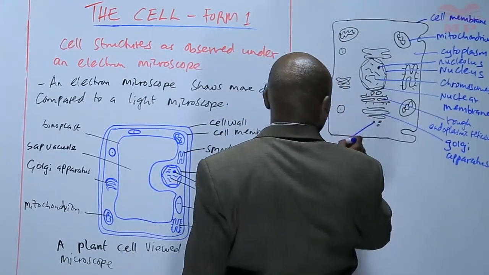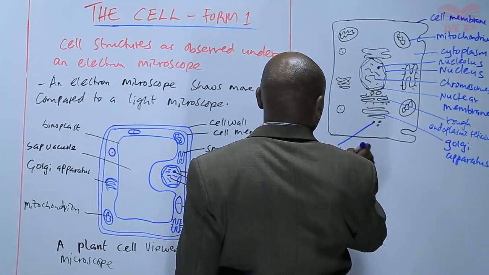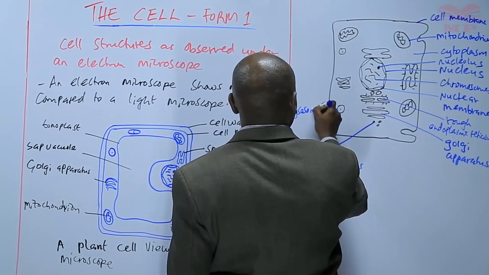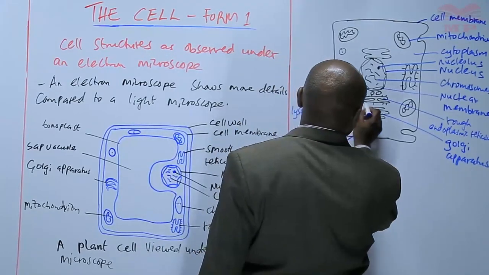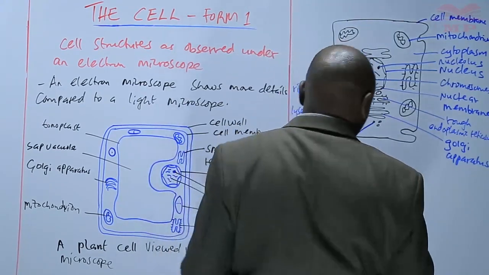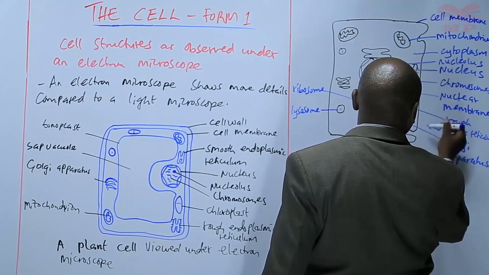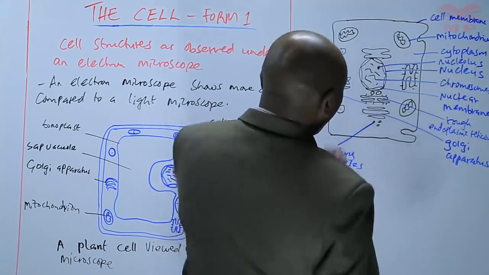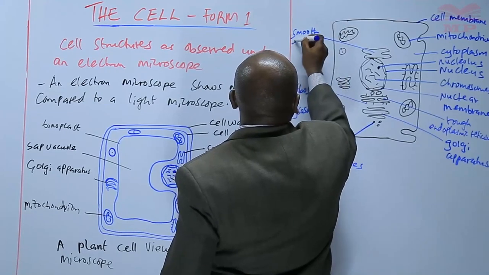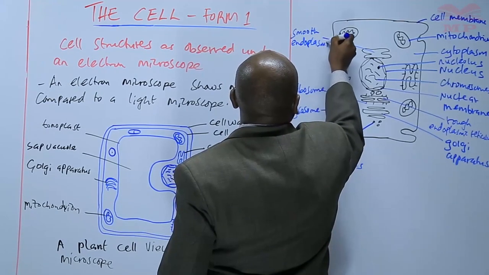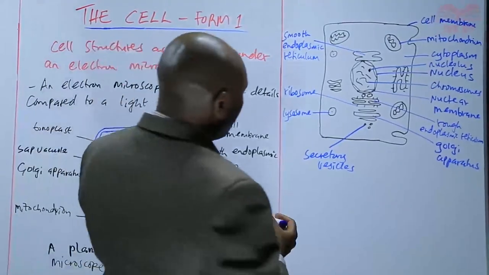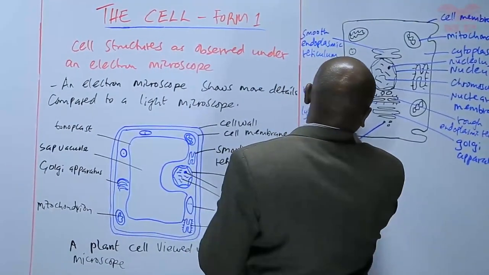On the other side, we have the secretory vesicles, lysosome, ribosome, we have the smooth endoplasmic reticulum, so basically we can view so many organelles. We can view the centrioles.